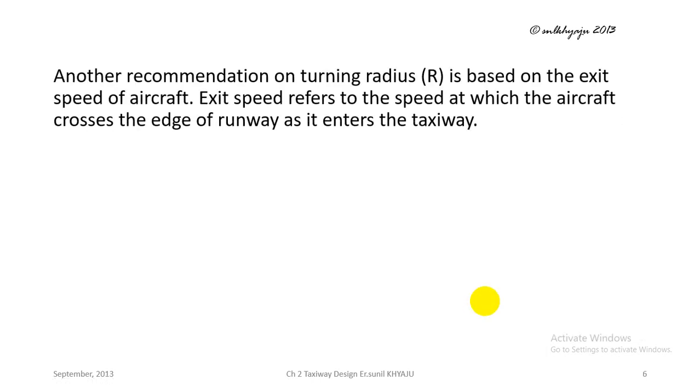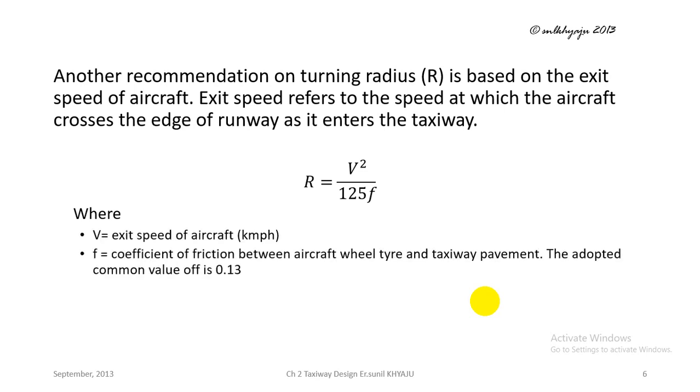Another recommendation on turning radius R is based on the exit speed of the aircraft. Exit speed refers to the speed at which the aircraft crosses the edge of the runway as it enters the taxiway, and the radius is given by V squared by 125 f, where V is the exit speed of the aircraft in km per hour, and f is the coefficient of friction between the aircraft wheel tire and taxiway pavement. The adopted common value of f is 0.13.